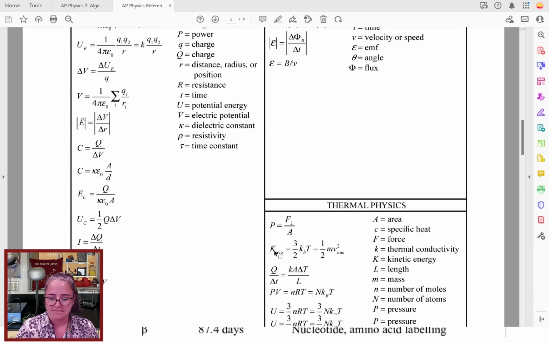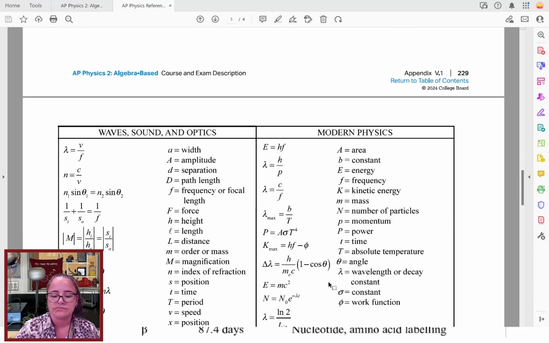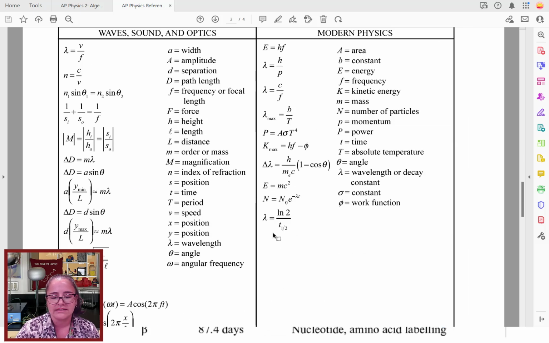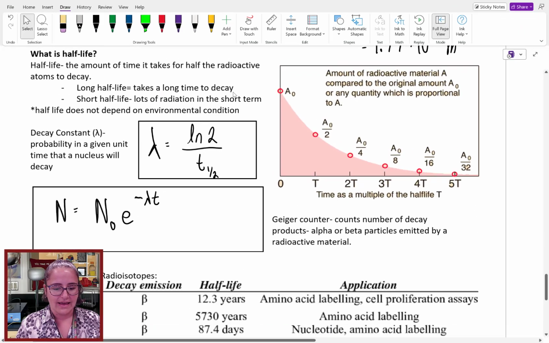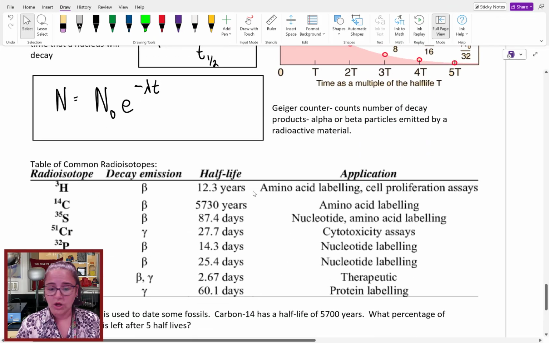They're in that modern section, okay? Right down at the bottom, we have the decay constant, ln of 2 over the half-life, and then N, the number of particles, which could be in units of grams or number or amount or volume, equals the initial amount times e to the negative decay constant times t, because, you know, it's decaying. So this is going to be a small number. So let's go ahead and look at some examples.